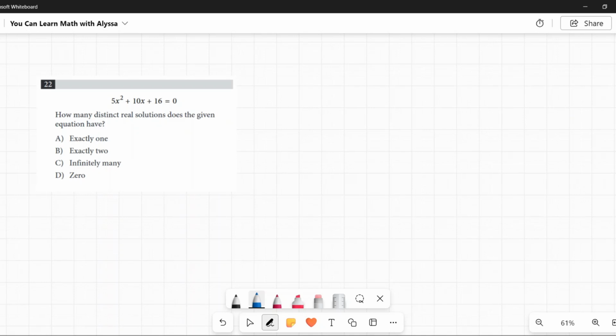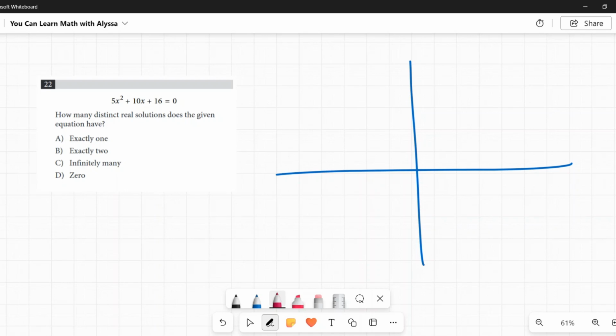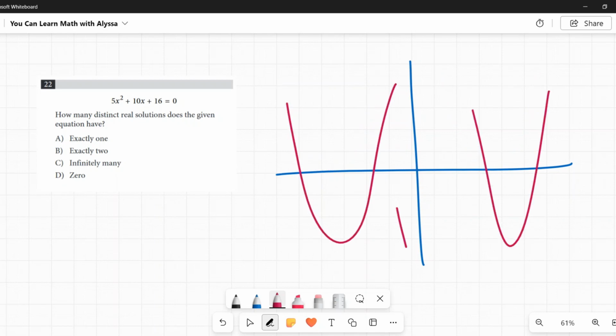If you graph it, what you're looking for, the solutions are going to be where it crosses the x-axis. So if it's a parabola, which it is because we have that x squared out front, this is a positive parabola, that's why I'm drawing it like this. It's either going to be above the x-axis somewhere, or it can be on the x-axis somewhere, or it can be below the x-axis somewhere.